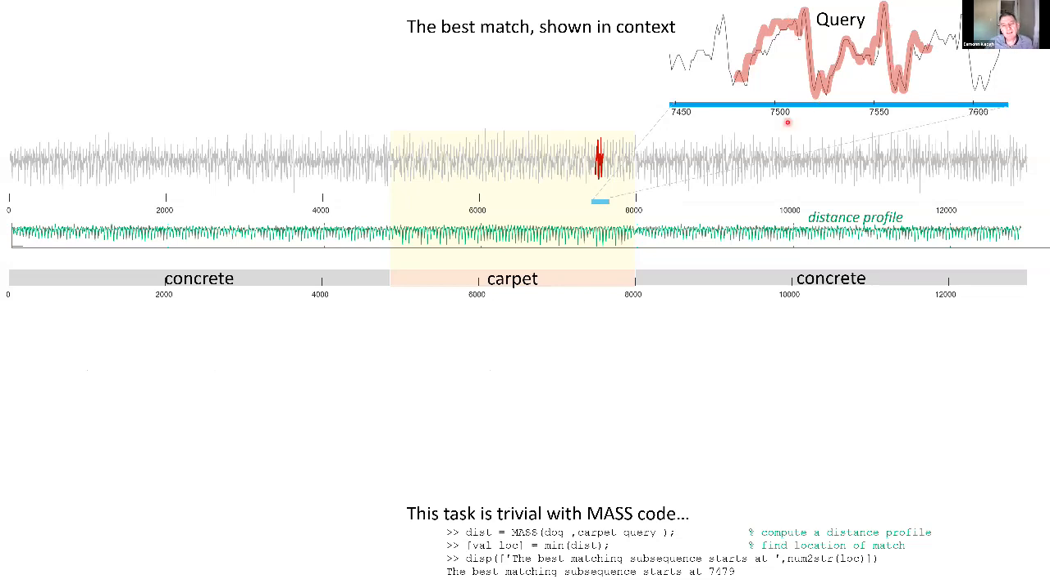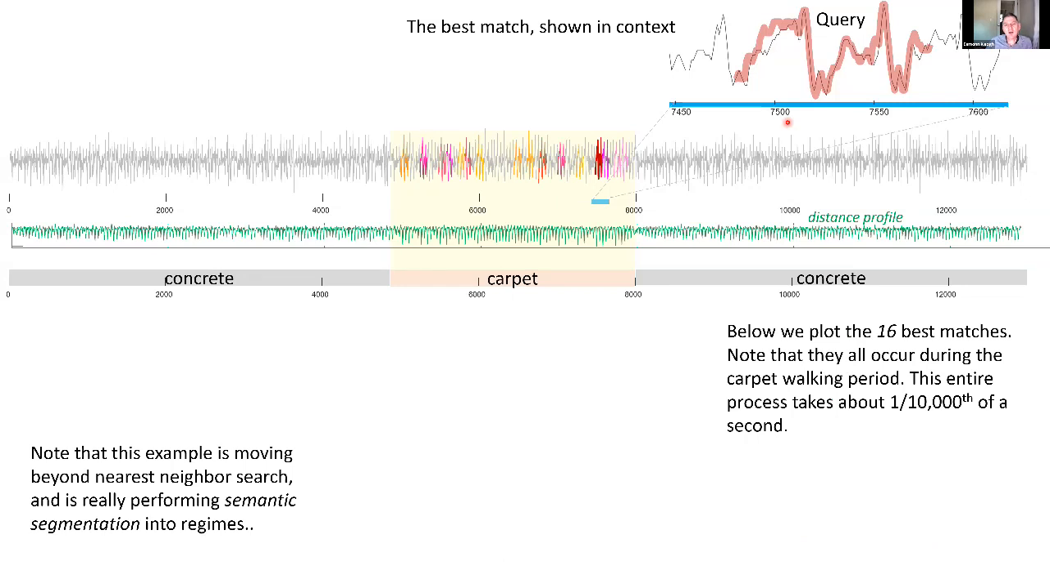That was just one example. Let's try it again, make sure. Let's actually find the top 16 matches. If the top 16 matches all occur within the carpet region, then I have very strong confidence that my query belongs to dog walking on carpet.